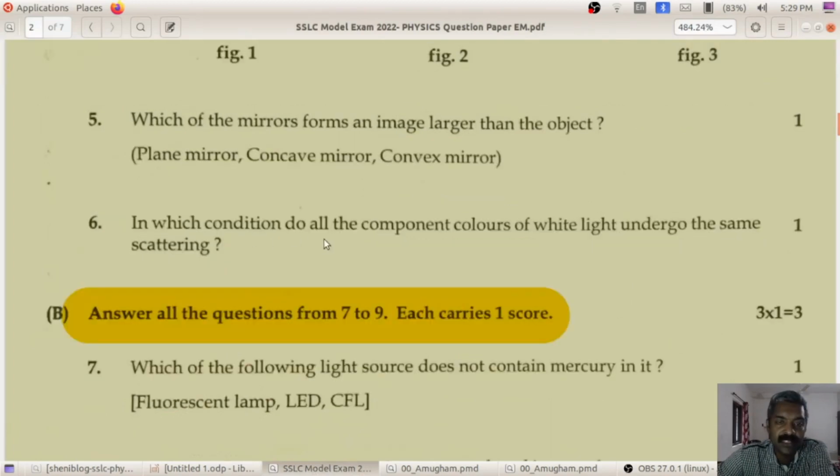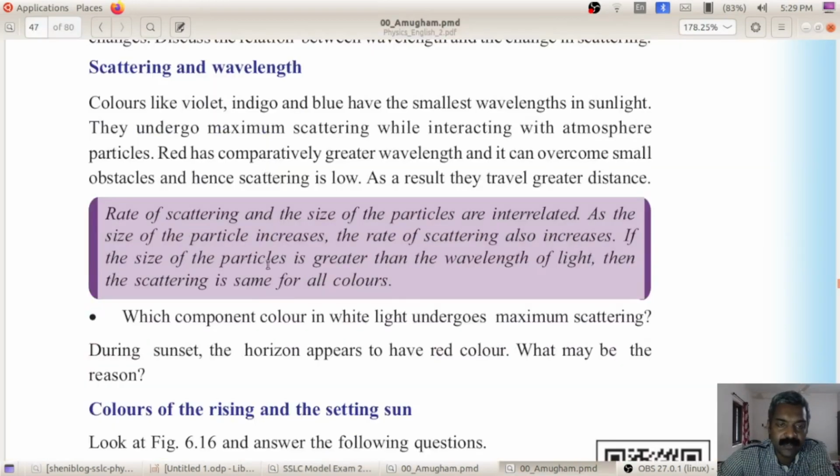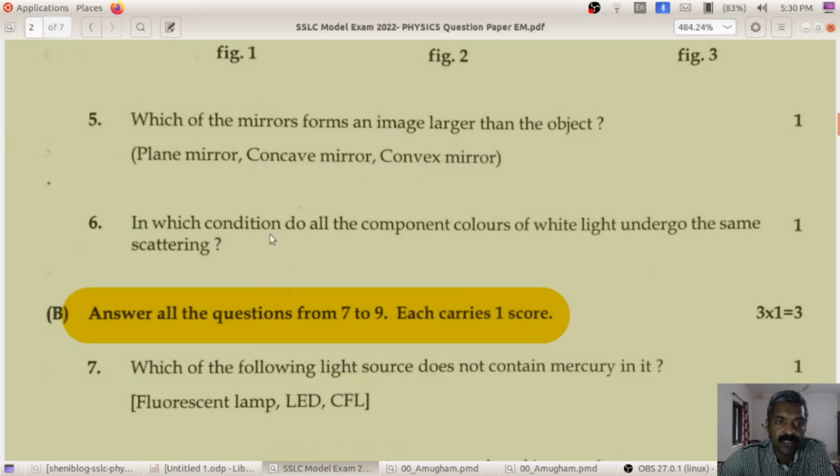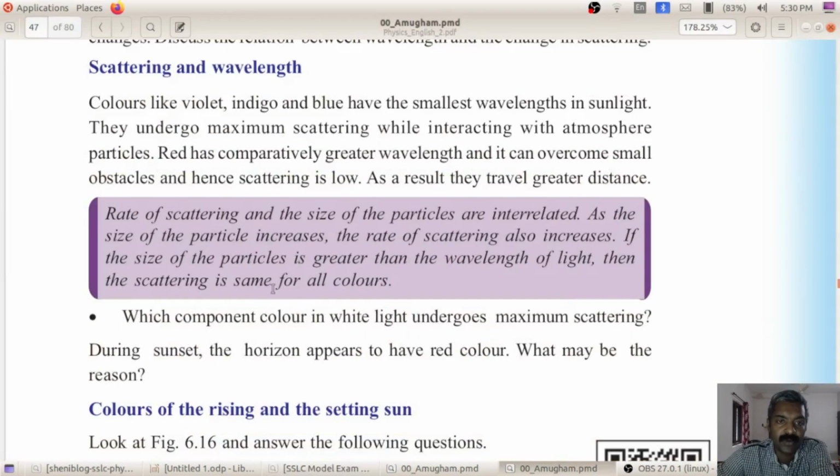In which condition do all the component colors of white light undergo the same scattering? If the size of the particle is greater than the wavelength of the light, then the scattering is same for all colors. Here it is the question: in which condition do all the component colors of the white light undergo same scattering? For all the colors which undergo same scattering, only when the size of the particle is greater than the wavelength of the light.